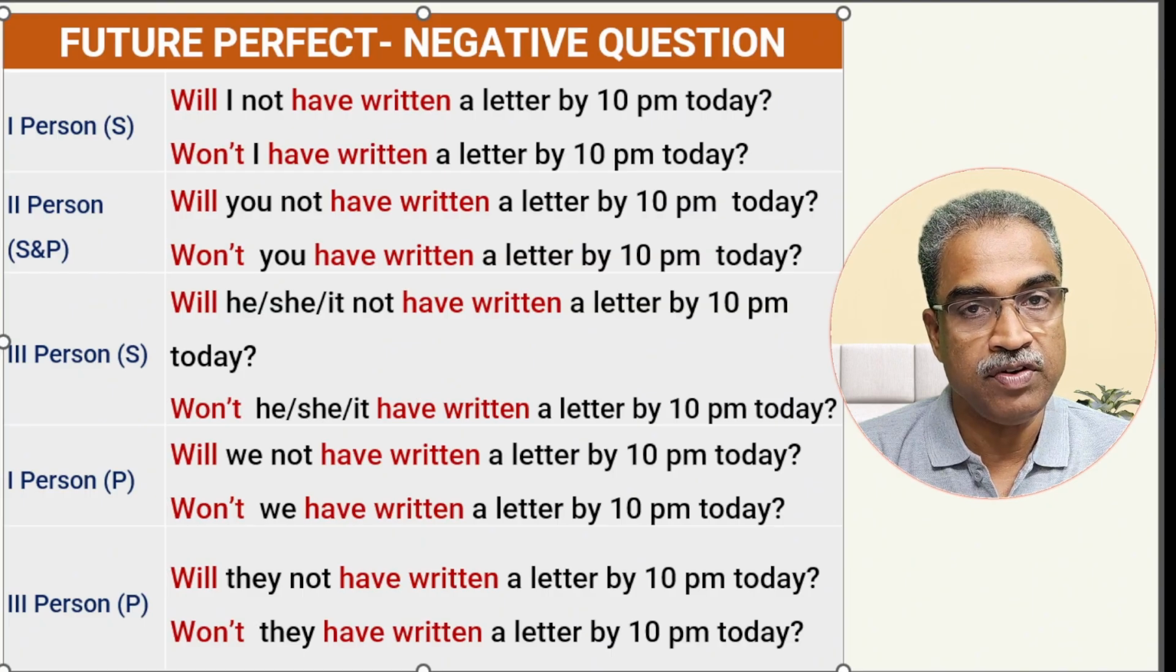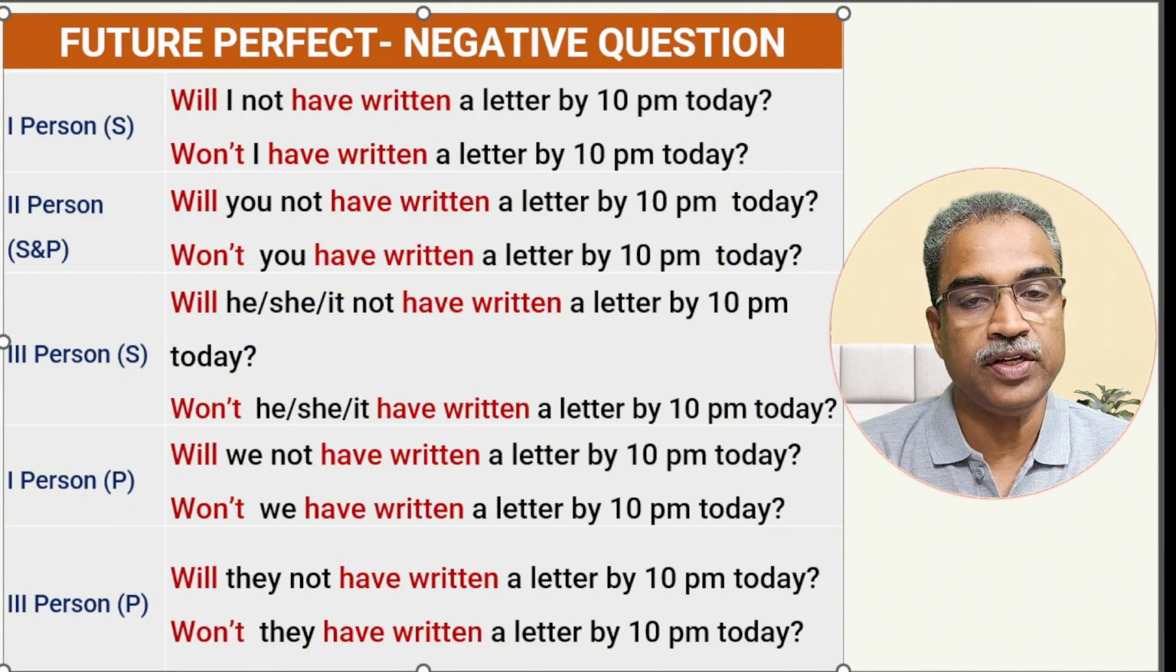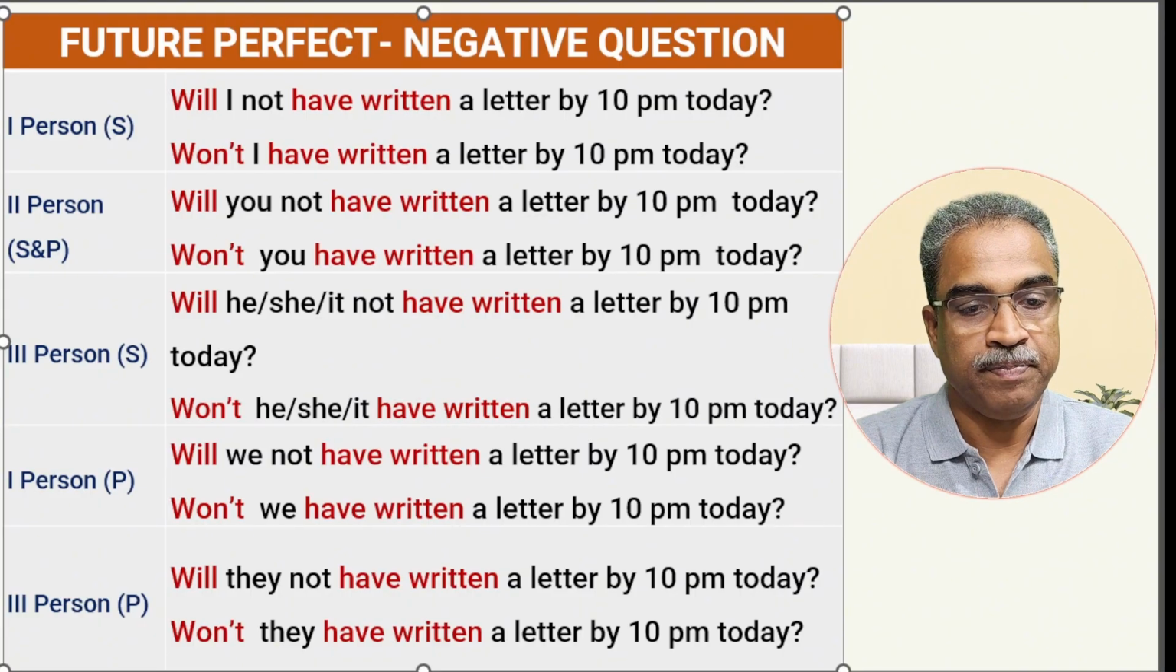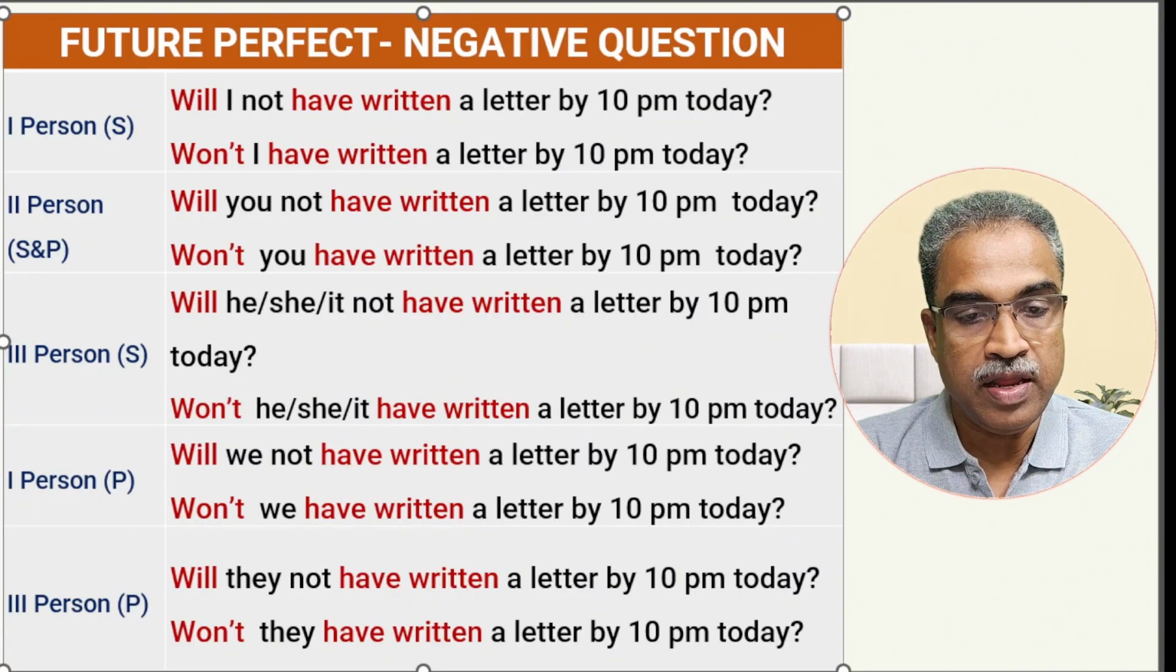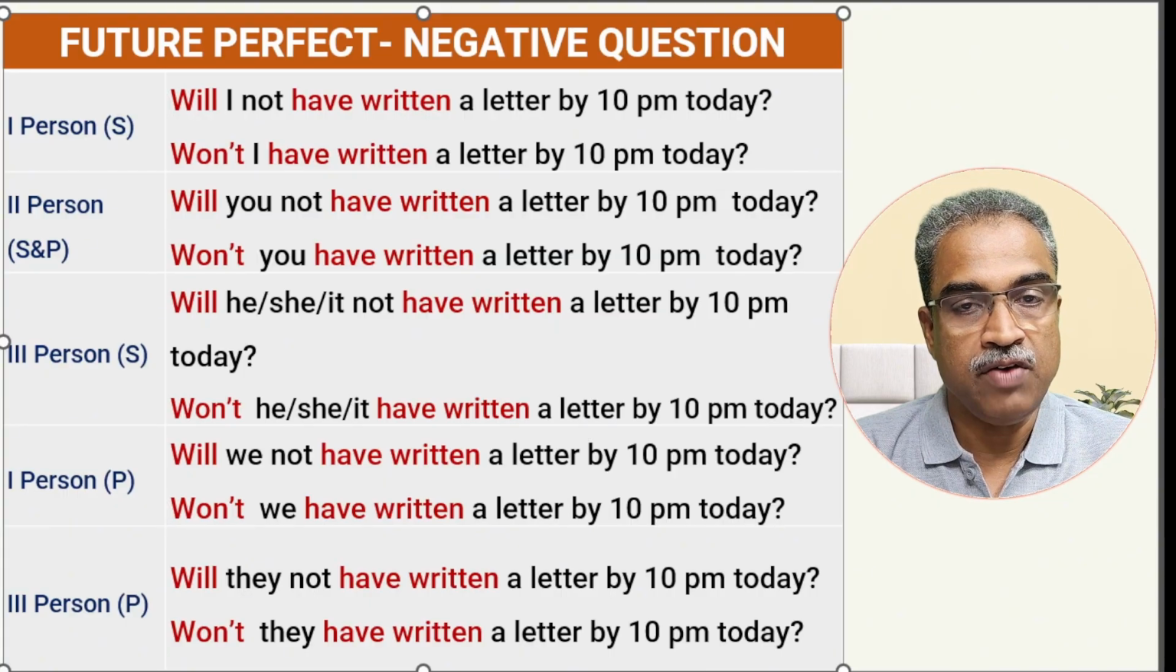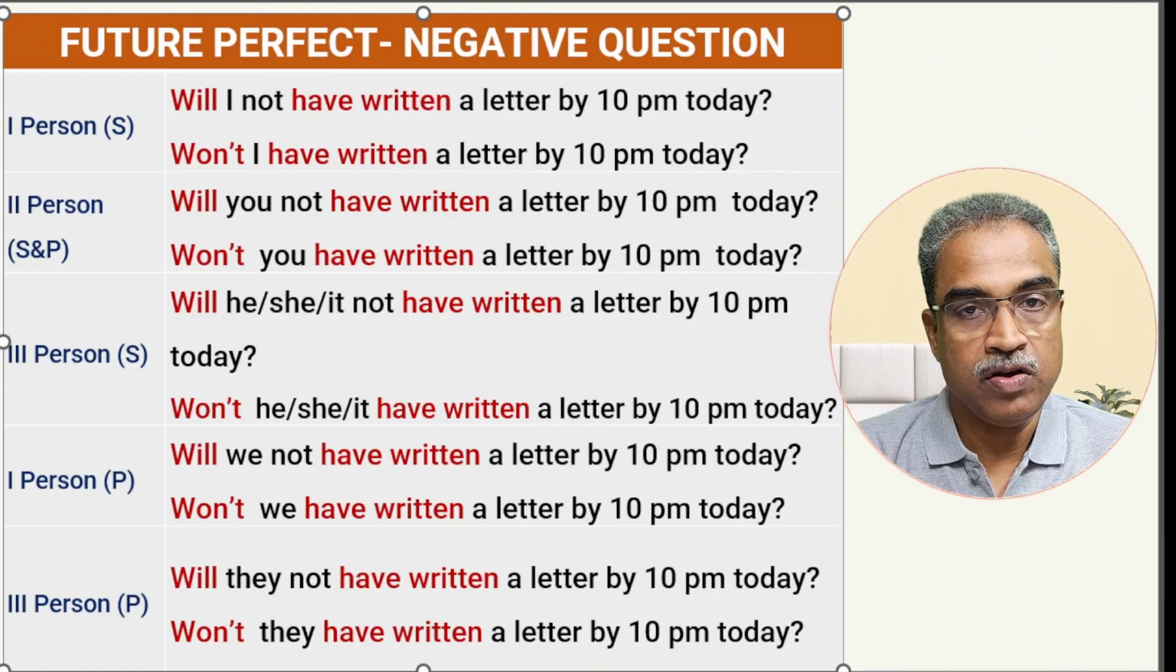Or else won't he have written a letter? Won't she have written a letter? Won't it have written a letter? Questions are framed that way. And the next one, first person plural, we will not have written a letter by 10 p.m. changes into will we not, or won't we have written a letter? Next one, the last one, that is the third person plural, they will not have written a letter. It will change into will they not have written a letter or won't they have written a letter?